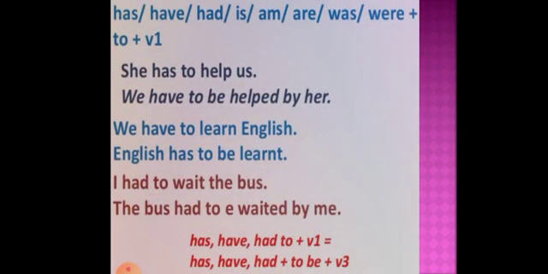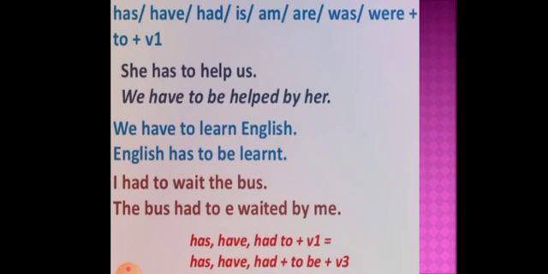Has, have, had, is, am, are, was, were, plus to plus V1 will be changed in this way. She has to help us. We have to be helped by her. We add to plus be plus the third form of the verb.